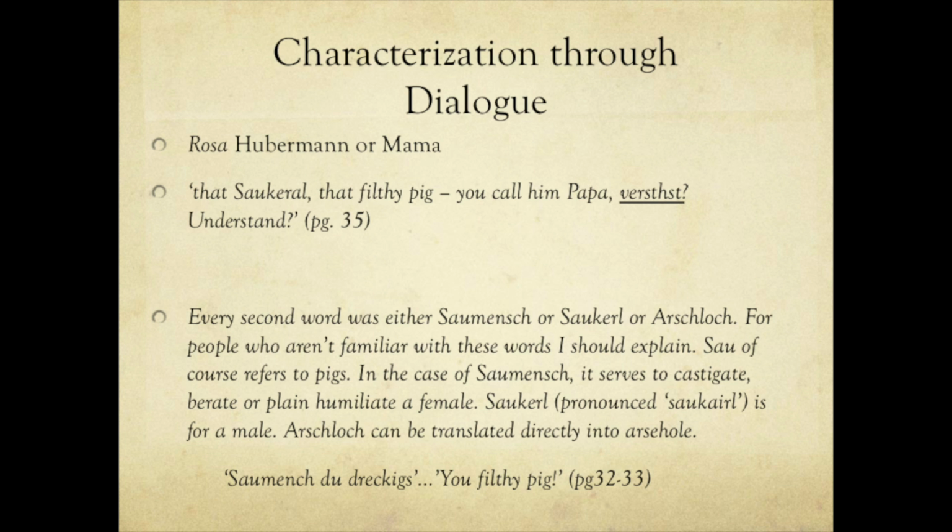This stylistic technique is most prominent, but not limited to, dialogue, which allows the reader to see exactly how a character speaks. Zusak evidently does this through Rosa Huberman, whose consistent use of German swears such as Saumensch or Zakrel provide the reader with a deeper understanding of who she is as a character. There are many examples of this in the text, but here's one I've chosen.